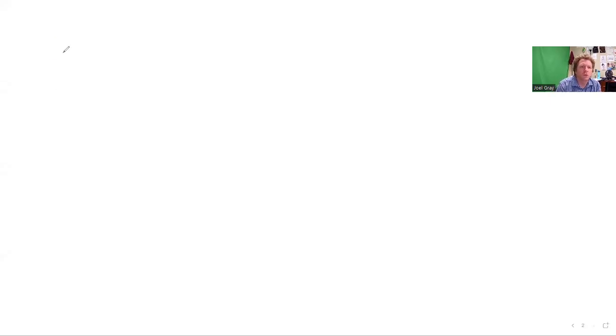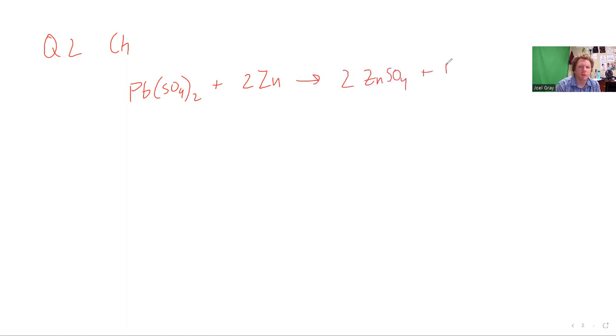All right, so question 2 for chapter number 5 is basically the same thing, but with a little bit of a continuation or extension on the problem. Again, you're given a balanced chemical reaction. The chemical reaction that I'm given is PbSO4 reacts with 2 moles of zinc and produces 2 moles of ZnSO4 and lead.